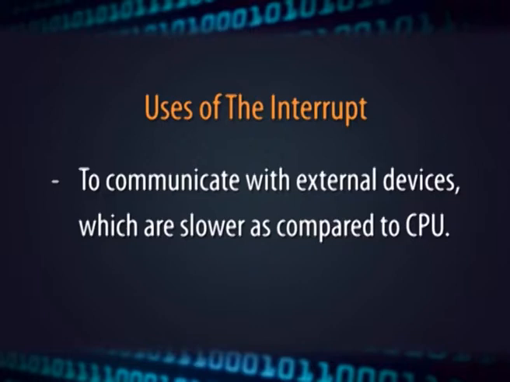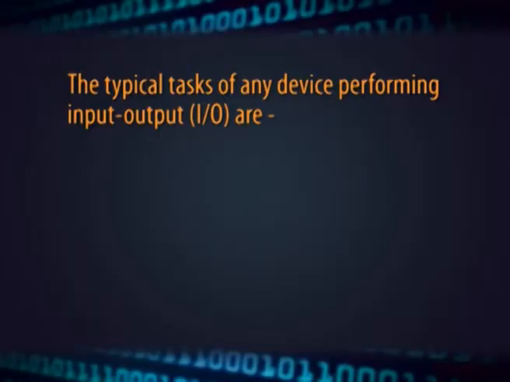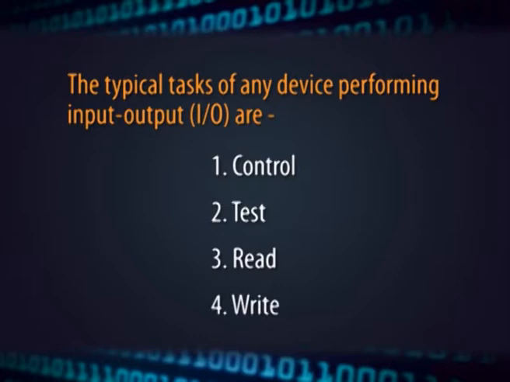Next, the typical uses of the interrupt are explained. One of the important uses of the interrupt is to communicate with external devices which are slower as compared to CPU. The interrupt driven communication eliminates the waiting or polling by CPU for data from external devices. The typical tasks of any device performing input and output are: first is control, second is test, third is read, fourth is write. These tasks are provided through I/O commands.